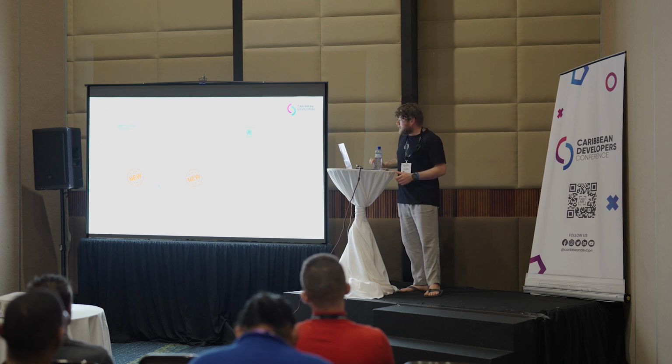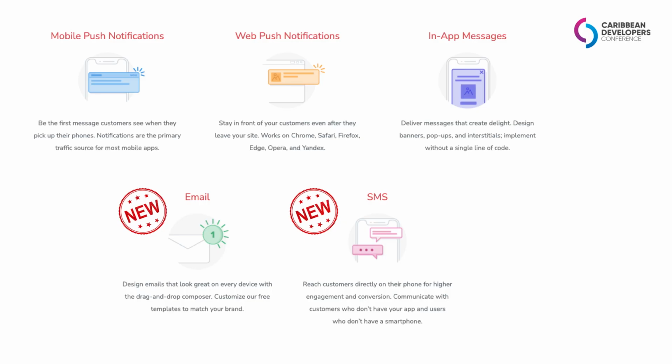But basically, we started as push notifications. So we did mobile and web push notifications, then we added in-app messaging. And then later, kind of a few years ago, we added email and SMS as functionality that we support, new kinds of communication channels.